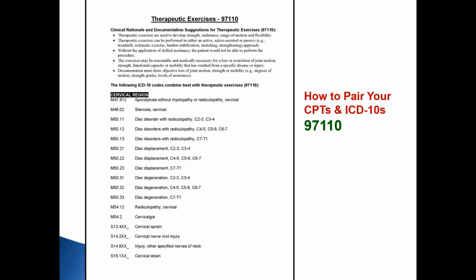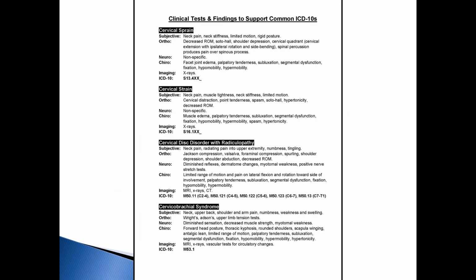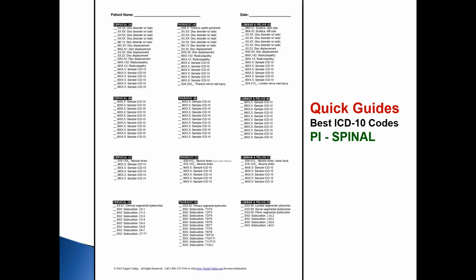So in the book, it shows you how to pair your codes. It also shows you the codes that pay for the most visits. There are 3 sections of the book. Section 1 is on pairing. Section 2 is on showing you the codes that pay the most visits. Section 3 is about how to substantiate your codes, and you get a whole bunch of these cheat sheets.